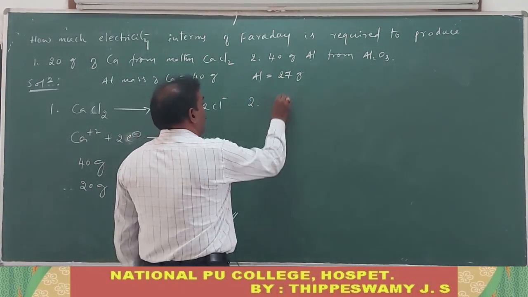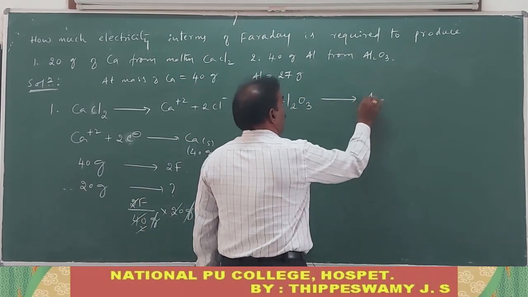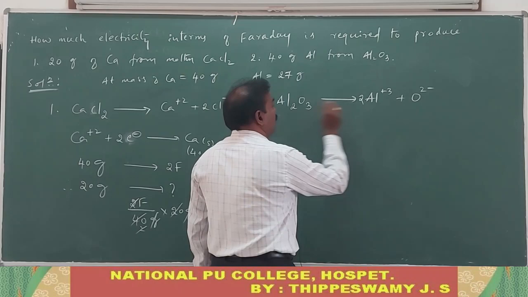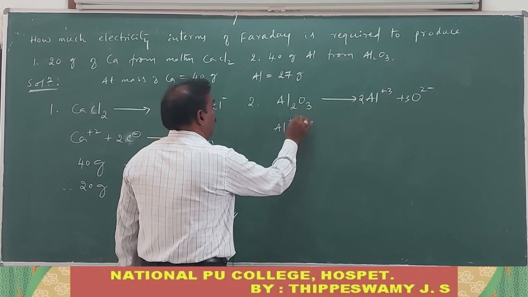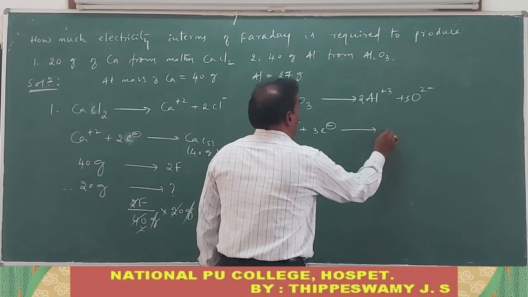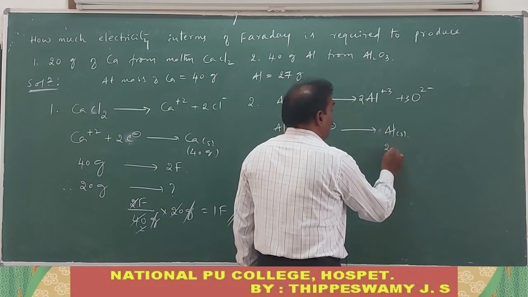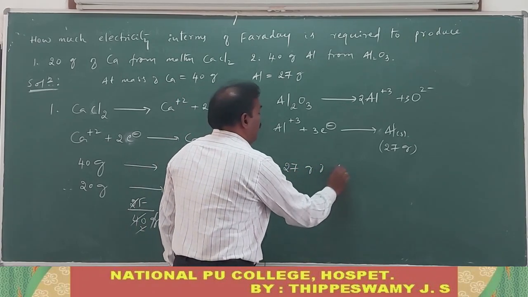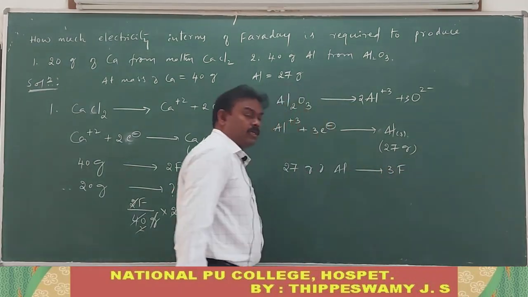From aluminium chloride, that is oxide, that is Al2O3. You just write the equation in this manner. Aluminium ion and then oxide ion. 2 moles of aluminium we take and 3 moles of oxide ion. Now we just write the equation like this. Aluminium ion will be Al plus 3 only. It requires 3 moles of electrons, forming aluminium solid. Now this is 1 mole. Atomic mass of aluminium is 27 gram. In order to deposit 27 gram of aluminium, how much electricity is required? That is 3 Faraday or 3 moles of electrons.